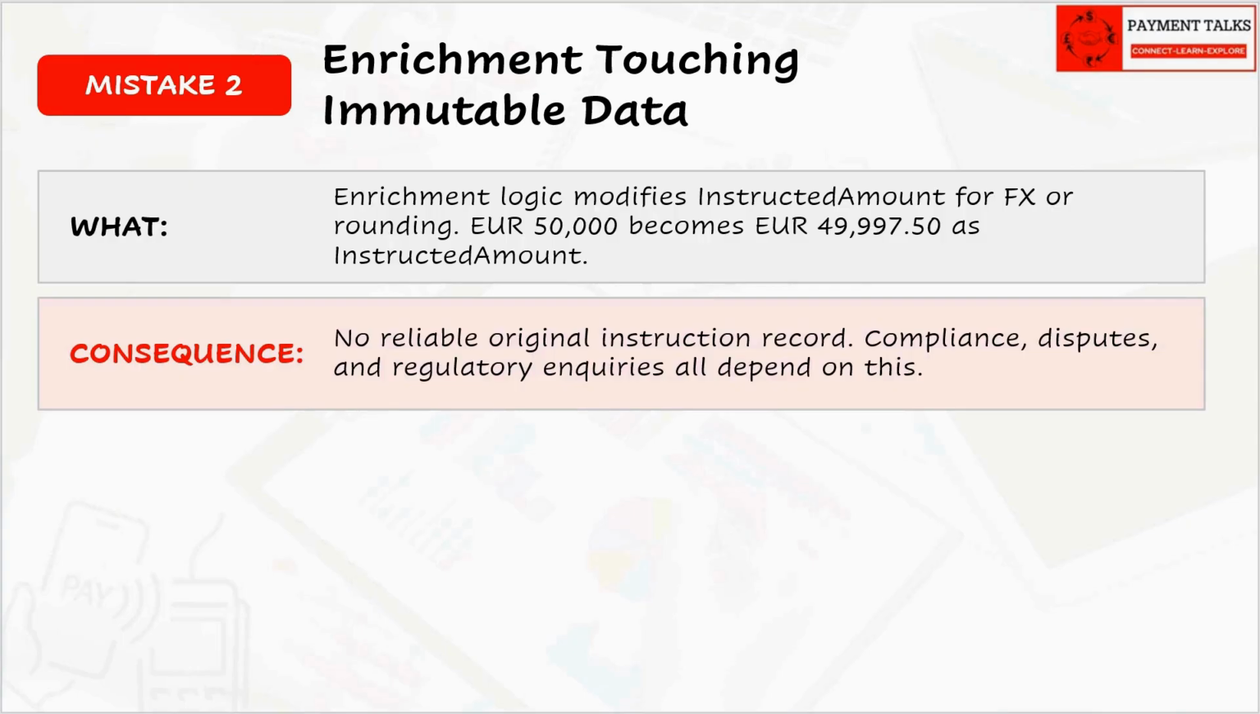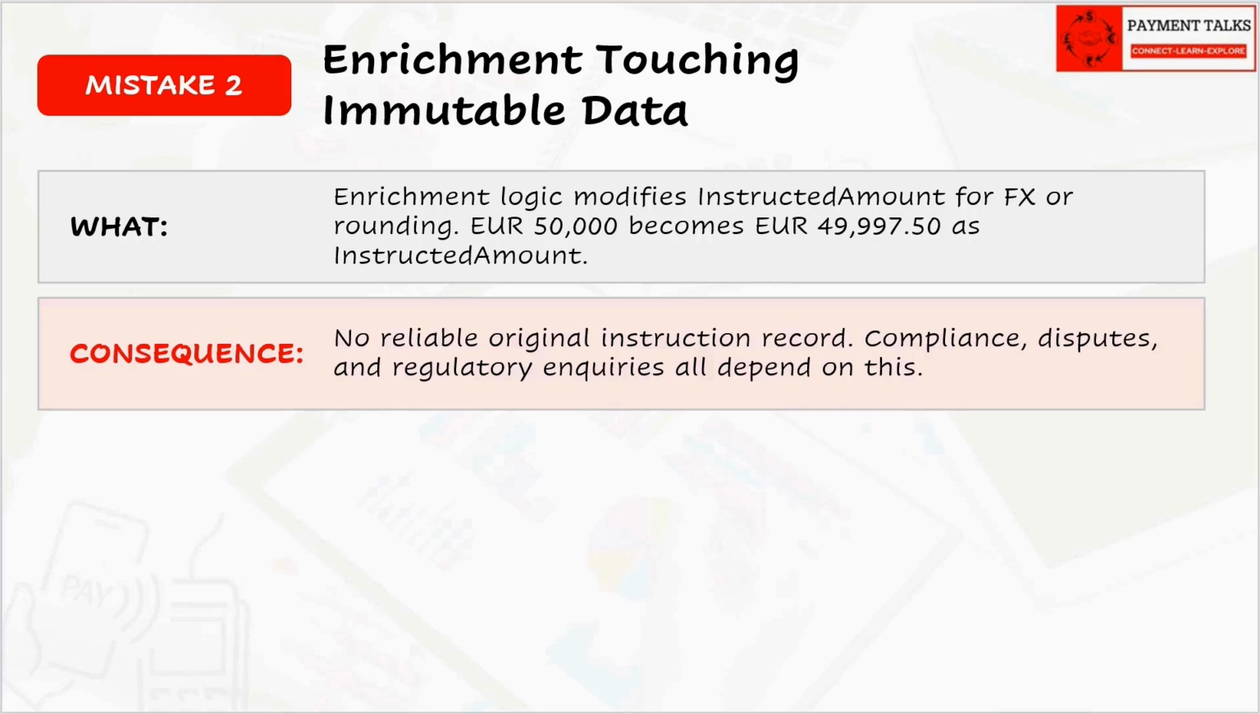When Claudia queries the payment, the amount shown does not match what she submitted and authorized. When a compliance audit asks for the original instruction, the record shows a modified value. Dispute resolution is extremely difficult. Regulatory inquiries are hard to answer accurately.